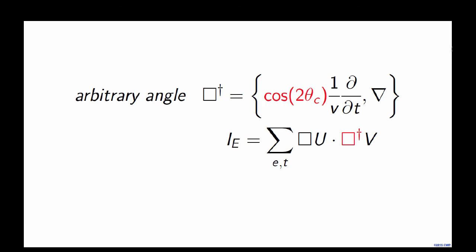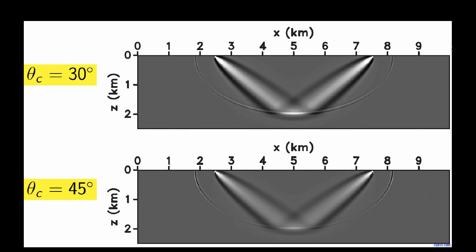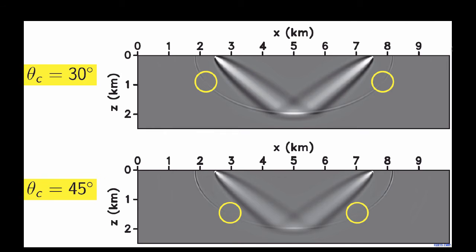So let us see a couple of examples using 30 degrees, if you want to attenuate 30 degree reflection angles, and in the bottom if you want to attenuate 45 degree reflection angles. And then, in this image you can see that in the locations where this reflection angle is occurring, the reflector is being attenuated.